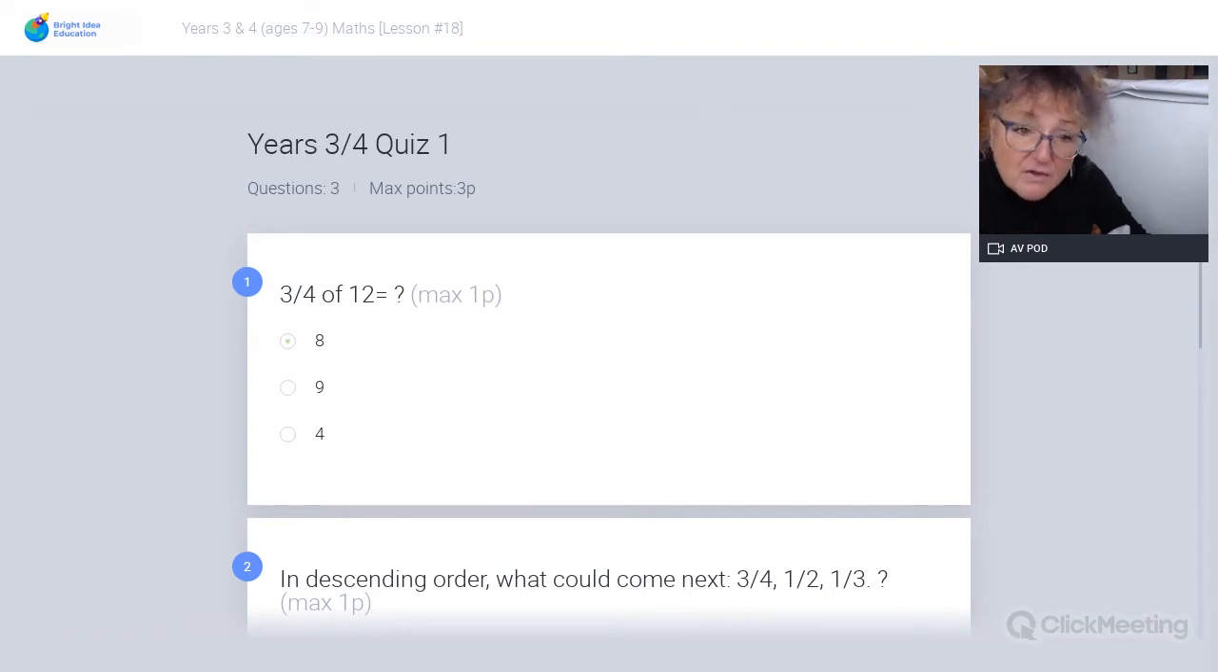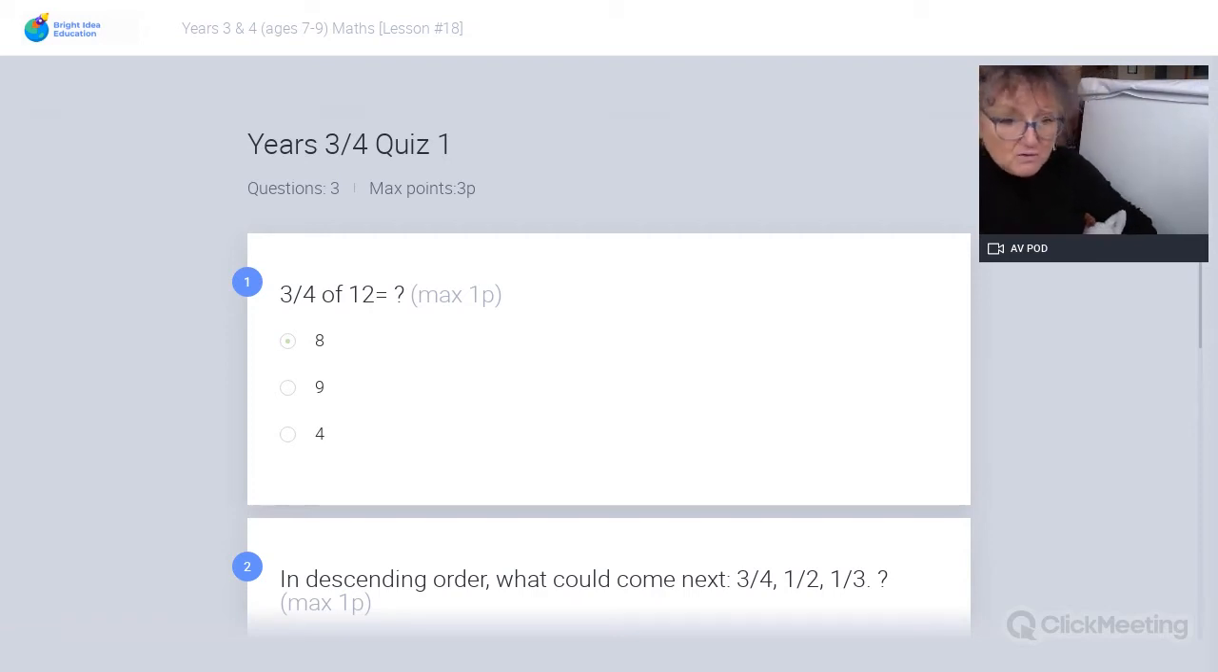So the answer, 3 quarters of 12, is 9. 1 quarter is 3. 2 quarters are 6. 3 quarters are 9. Okay. 3 quarters is 9. Yeah. So 9 is the answer to the first one.